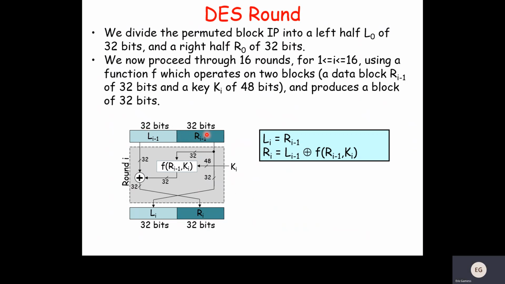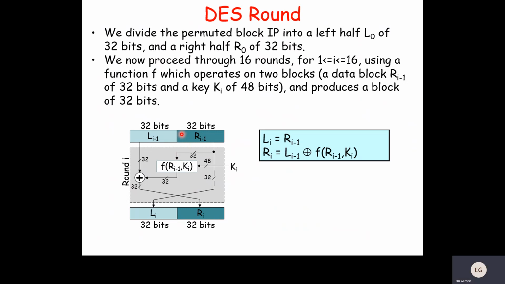As you can see, look at what we do. The 64 bits, we will divide into two parts. The most significant 32 bits, we are going to call them L sub i minus 1. This is iteration i.